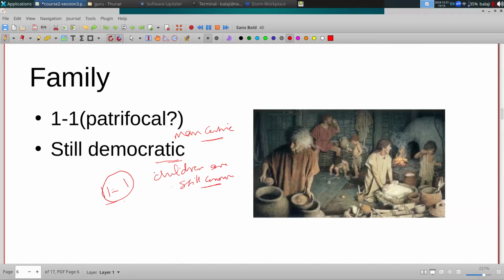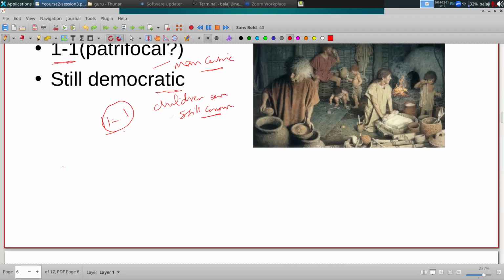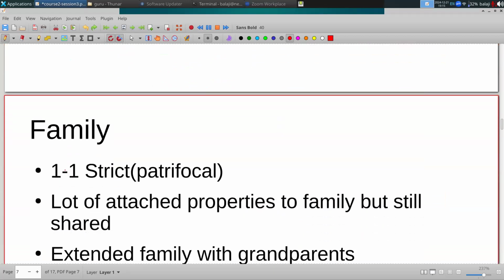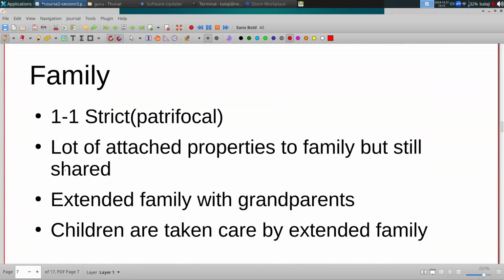Continuously, it keeps evolving, and from multiple relationship or group relationship, it becomes one-to-one focused relationship. That is how the family is going to the next step. Of course, when all these are happening, your farming is continuing, agriculture is progressing, and this one-to-one becomes slowly strict because a lot of properties are attached to the families.